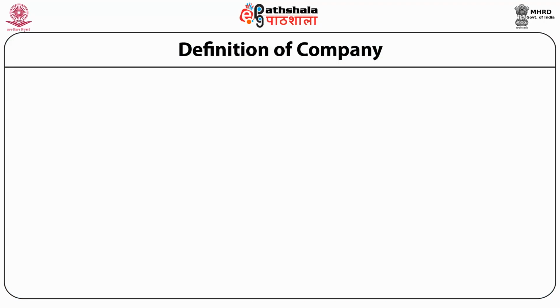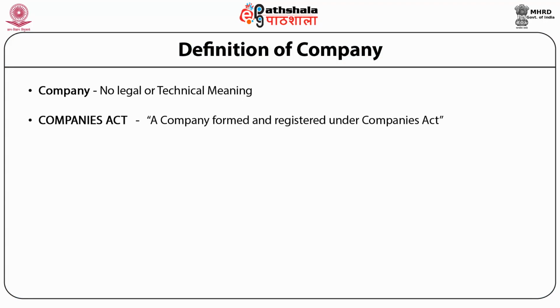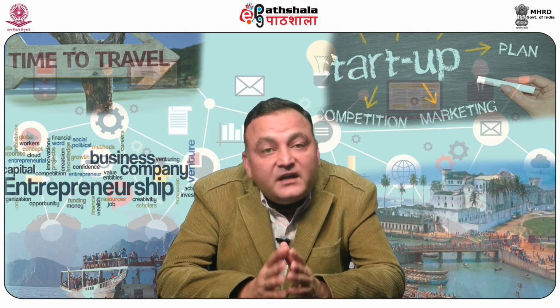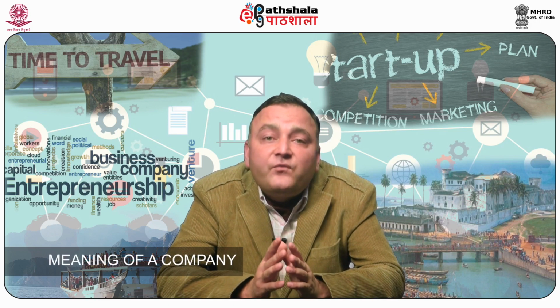Definition of a company. Company has no legal or technical meaning. The Companies Act defines it as a company formed and registered under the Companies Act. As per the common law, a company is a legal person or legal entity and capable of surviving beyond the lives of its members. Let us understand the meaning of a company.